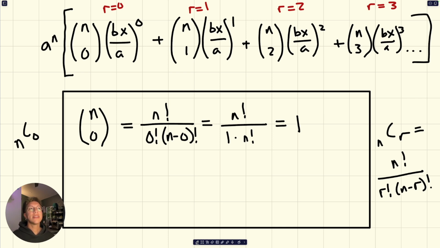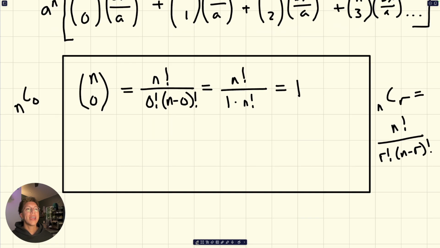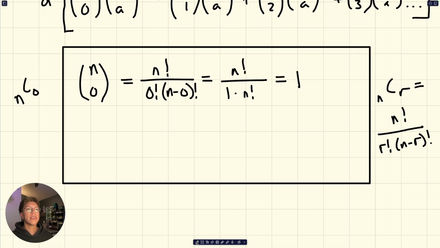And this term here is raised to the 0th power, so we can imagine that this whole first term is just going to be 1. We'll simplify down below. All right, let's try one more of these, maybe two more of these.